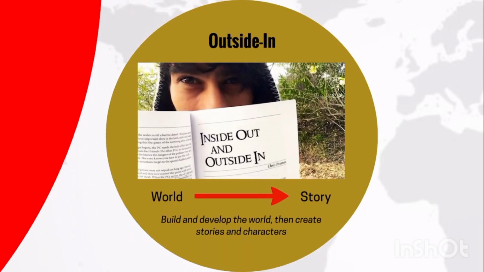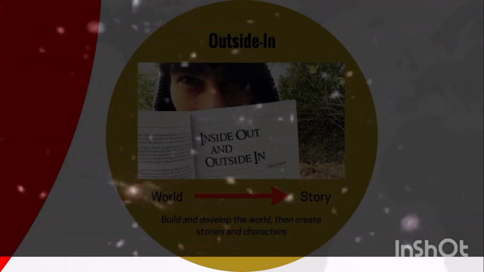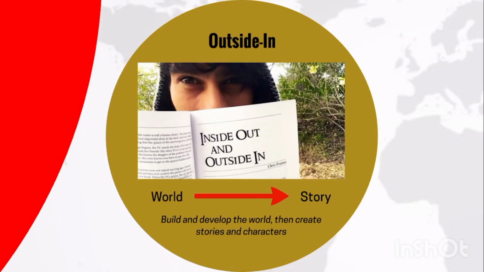And then we have outside in. This is where you build and develop the world first, then create stories and characters from it. With this world building method, writers often start with the geography first. Simple hills and mountains become key geographical landmarks that will become relevant later in the story.